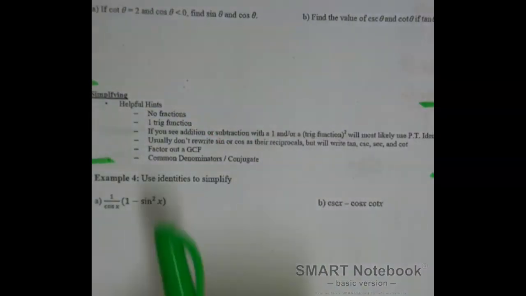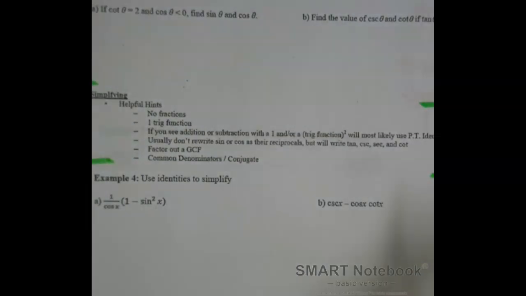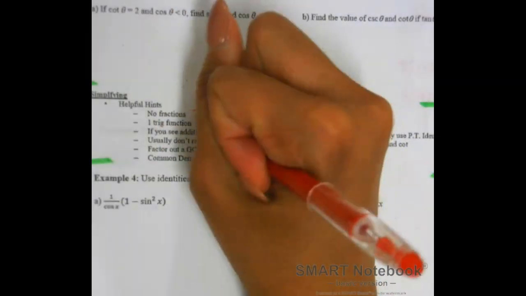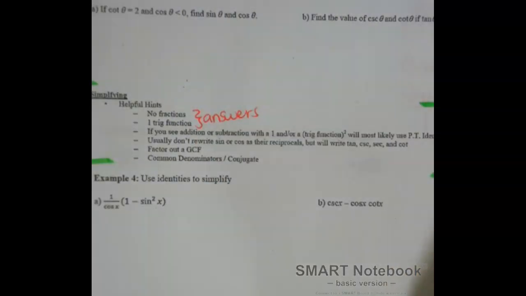Whenever you're solving or simplifying these, because you're not technically solving, you don't want to have any fractions in your answer. So specifically with your answers, you don't want to have any fractions. And if you notice, for every problem we've solved, we've either had a 1 or we've had a trig function. And it's only been one trig function for our answer. So for both of these, this is in reference to your answers. So your answers should not have fractions, and it should just be one trig function.